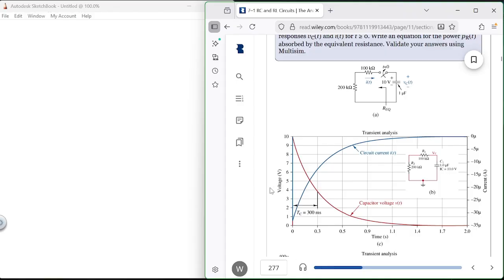Okay, so what's the difference between this one and this one? This is the e to the minus t over tau. This is the 1 minus e to the minus t over tau. What is this? This is the charging circuit, this is the discharging circuit. This is the one with the voltage supply in, this is the one with the voltage supply not in. So this only works if you have a DC supplied circuit, okay?